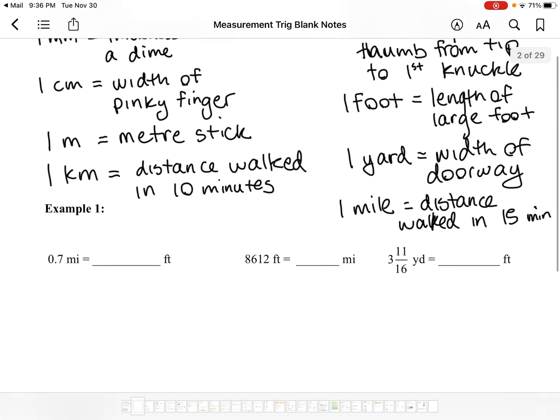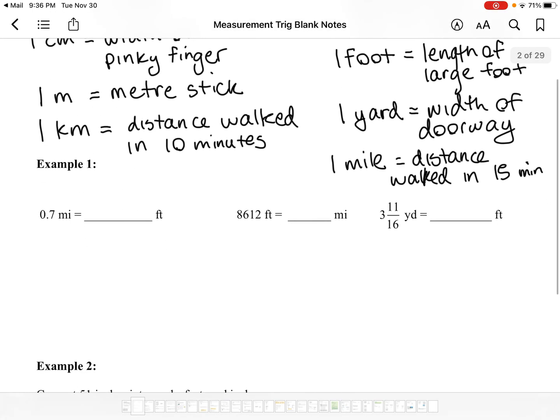Okay, now what we're going to do is talk about how to convert units. I would guess that you've probably done this before. So I want to show you what you've probably seen before, and then I want to show you something called unit analysis. Okay, so what you have probably seen before, let's say you want to convert miles into feet.